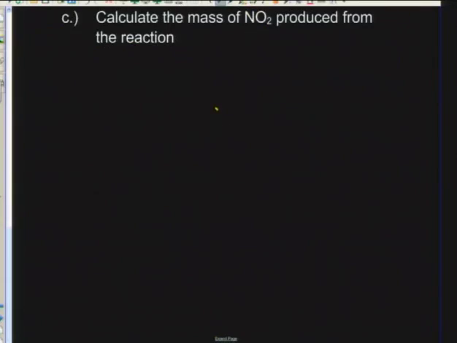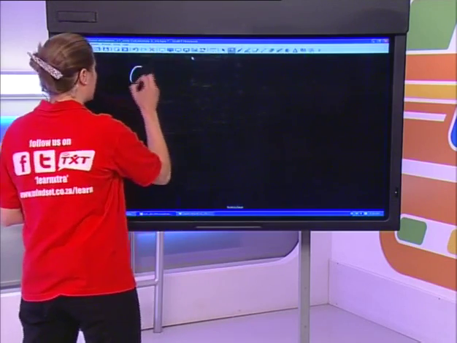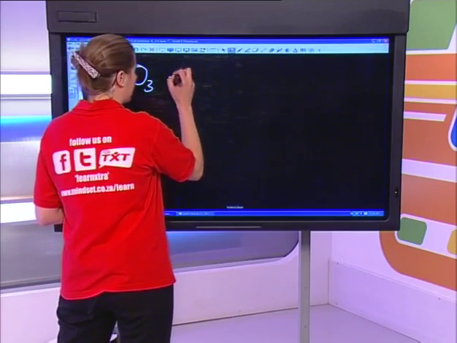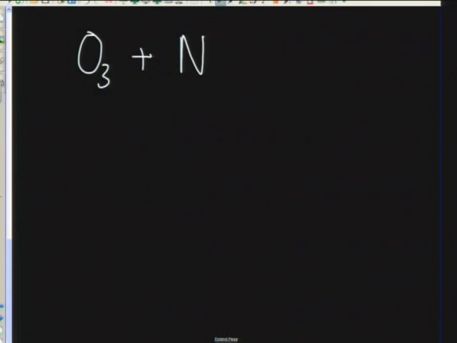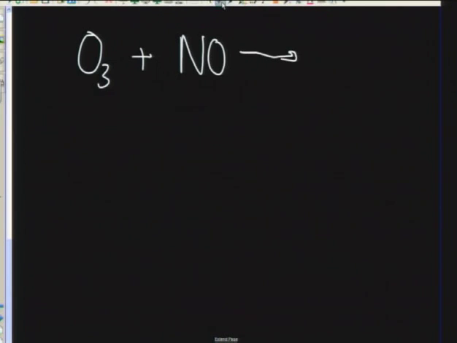So let's get into tackling this question. Once again, I think it's very helpful for you to write down your equation, NO, and this forms, let's just undo that.